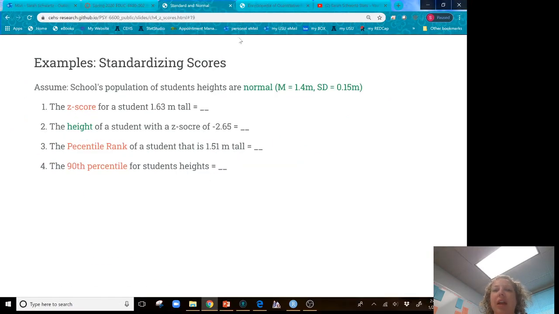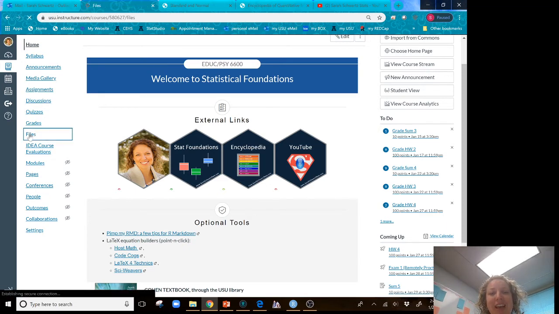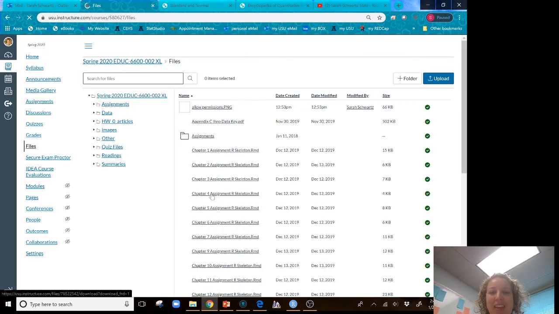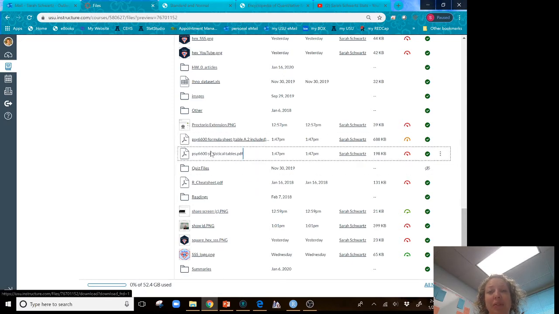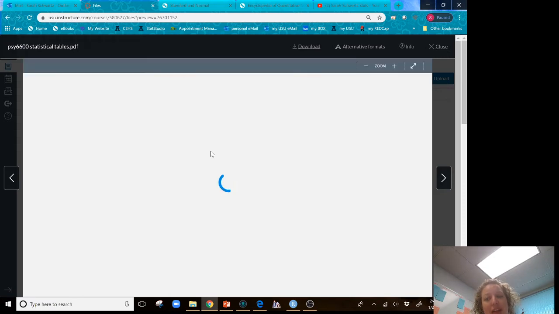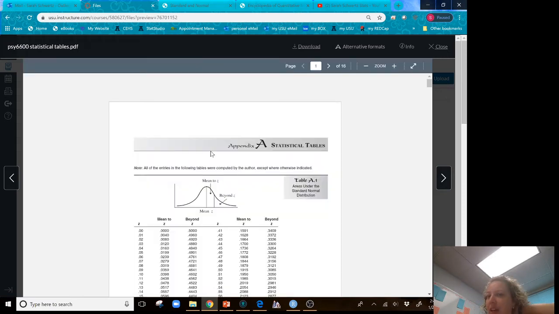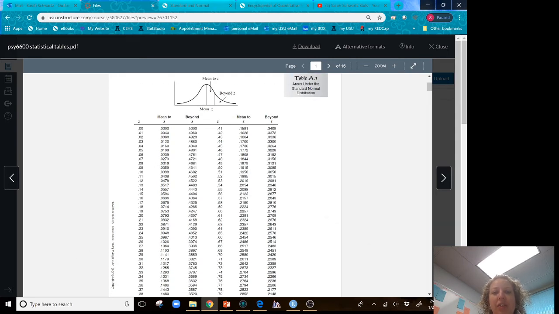Okay. Now, if I go back to our class Canvas page, the Z table and all the other tables are in the back of your textbook. But in the files, I have now placed, and I probably should organize this a little better, there's a formula sheet, but there's also the statistical tables. And you are not going to need this for the exam this time, but if you would like to print them out and have a copy, here's one way to do it.